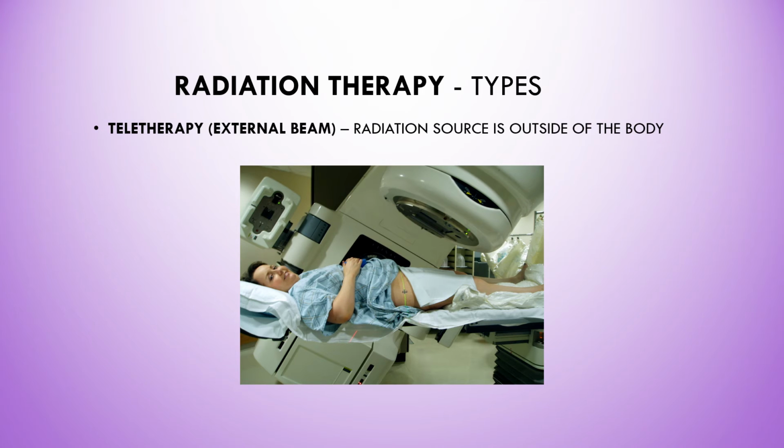Radiation therapy types. So teletherapy is an external beam. So the radiation source is outside the body. There will be some markers placed on the skin so that the beam knows where to go. These marks should not be removed by the patient. There are also limits on what type of product the patient can use on their skin, because some products, of course, we've learned are flammable, so they won't be able to use lotions or certain things on their skin prior to radiation.